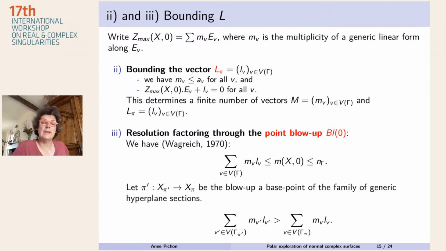And now we use again Laufer's results, which tells you that for each V, you have Zmax dot EV plus LV equals 0 for all V, okay? And then this determines a finite number of vectors MV by the first line, and then this gives a finite amount of vectors L pi, okay?